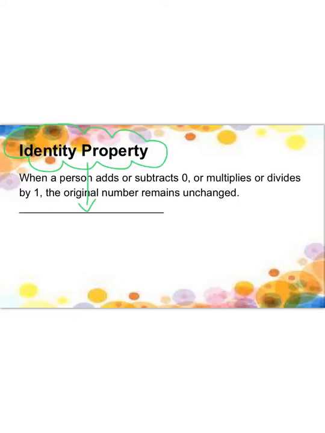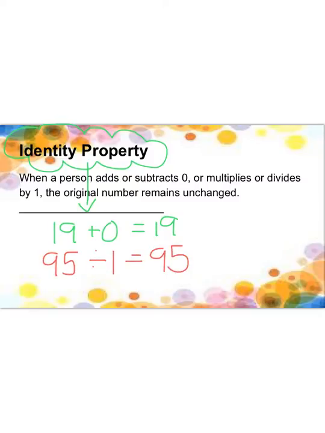And let me give you a couple of examples. So I could take 19 plus 0. That's still 19. The identity of that number has remained unchanged. Or I could take 95 divided by 1 is still 95. It's the same thing. Its identity has not changed. That is the identity property.